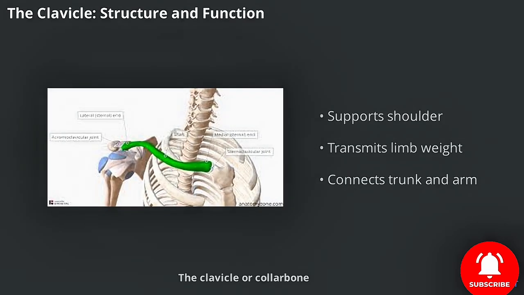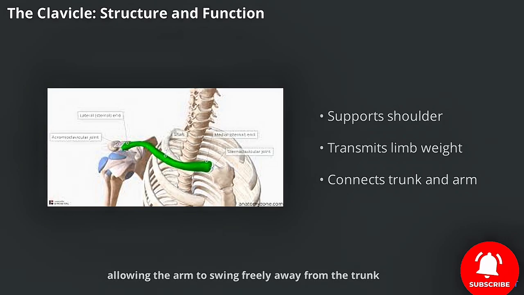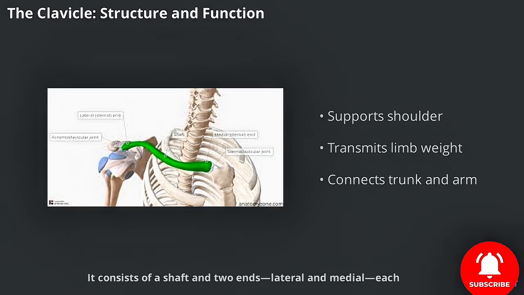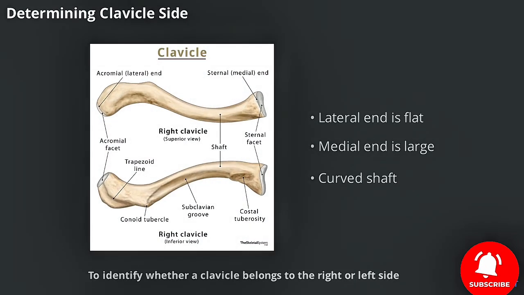Clavicle or collarbone is a long bone that acts as a strut between the sternum and the shoulder. Its primary role is to support the shoulder, allowing the arm to swing freely away from the trunk. The clavicle also transmits the weight of the upper limb to the axial skeleton. It consists of a shaft and two ends, lateral and medial, each with distinct features that contribute to its function and clinical importance. Identify whether a clavicle belongs to the right or left side.